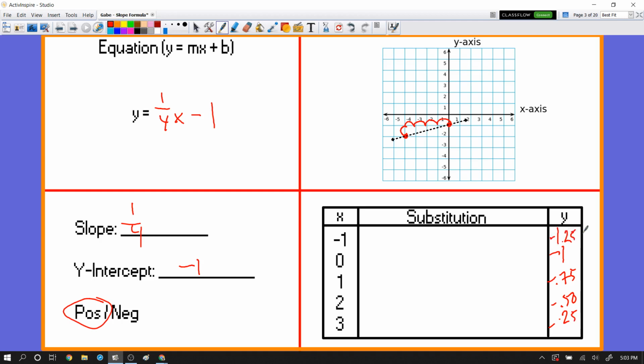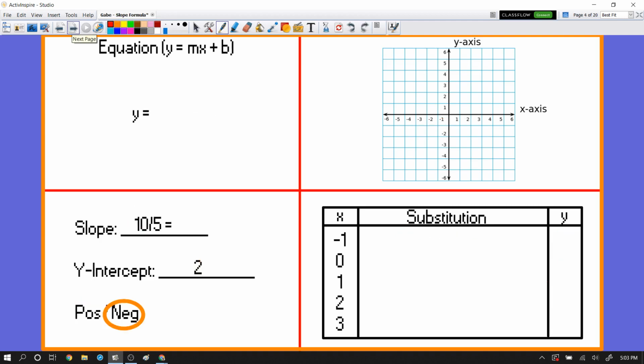So whenever it's really slanty, you might run into a fraction like that that does not work out okay. And that's why I'm going to start teaching you stuff on the TI-83, TI-84 calculator on how to type fractions in.